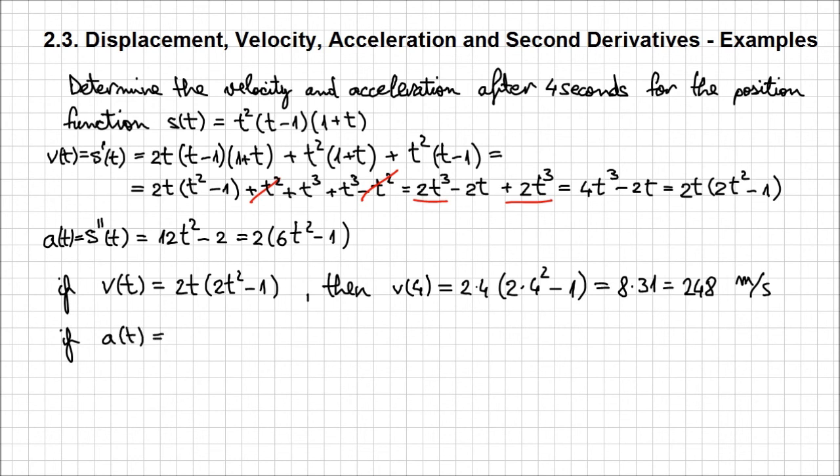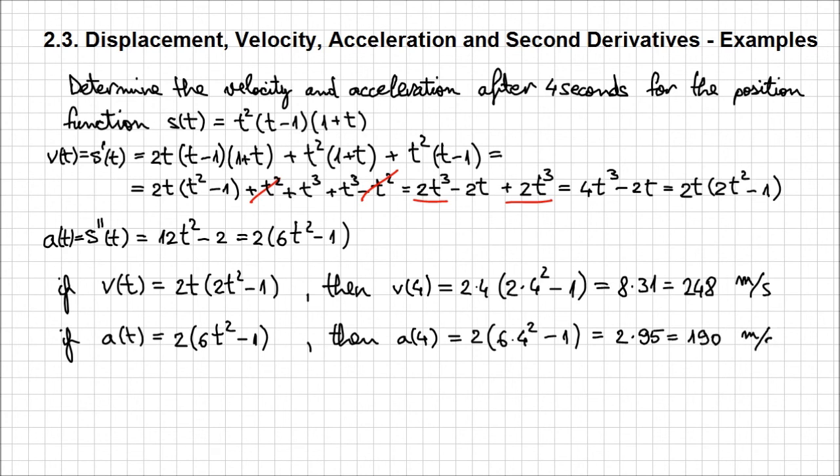So we have a first result. And the second, we know the expression for the acceleration with respect to time, a of t, we determined it to be 2 times 6t squared minus 1. Then a of 4, the acceleration after 4 seconds, is going to be, replacing t in the general expression of the acceleration with the value of 4, 2 times 6 times 4 to the power 2 minus 1. And this is nothing else than 2 times, in parentheses, 95, and all this is equal to 190. And let's put some measuring units. Velocity is going to be meters per second, acceleration meters per second squared.